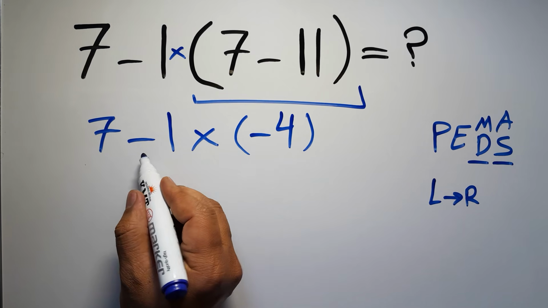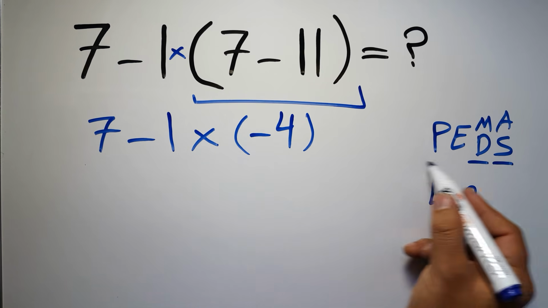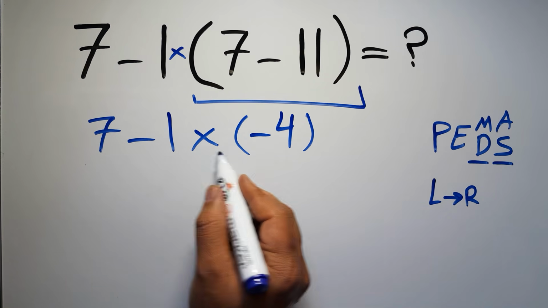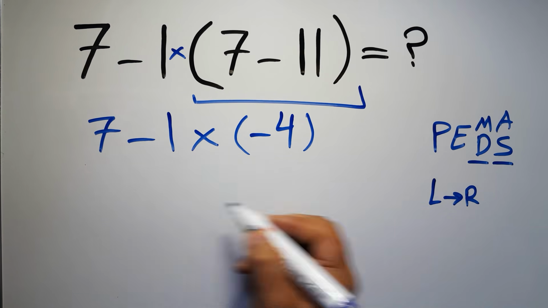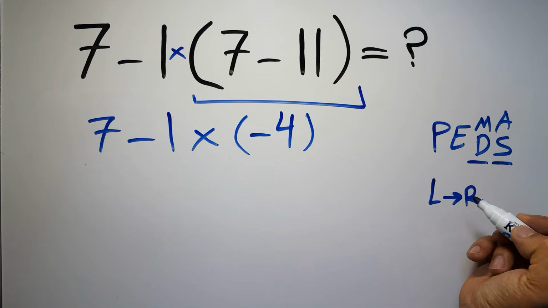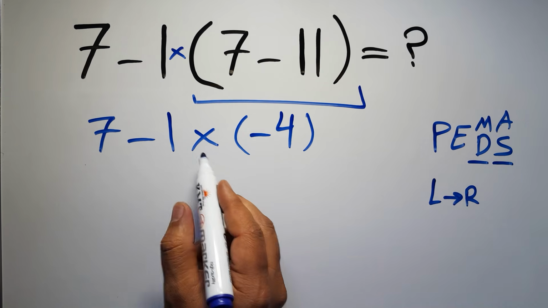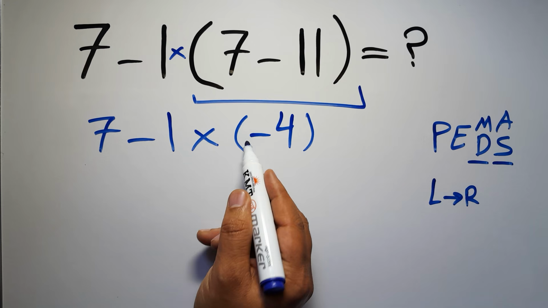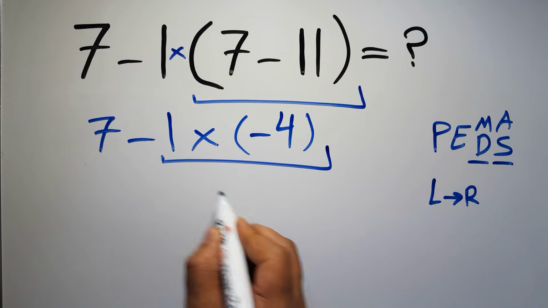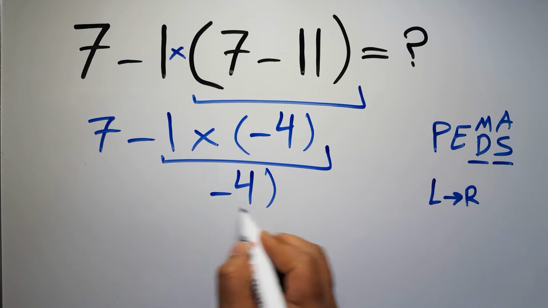Now we have one subtraction and one multiplication. According to the PEMDAS, multiplication has higher priority than subtraction because multiplication comes before subtraction. So here first we have to do this multiplication. 1 times negative 4 equals negative 4.